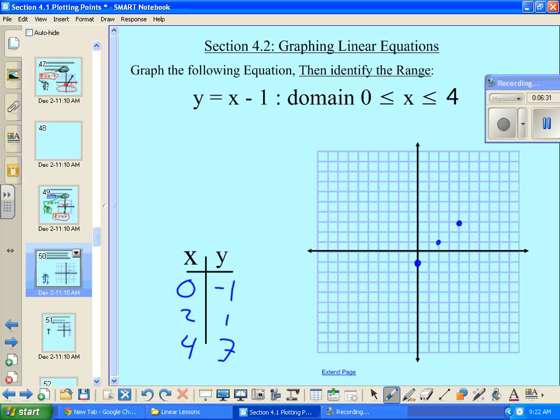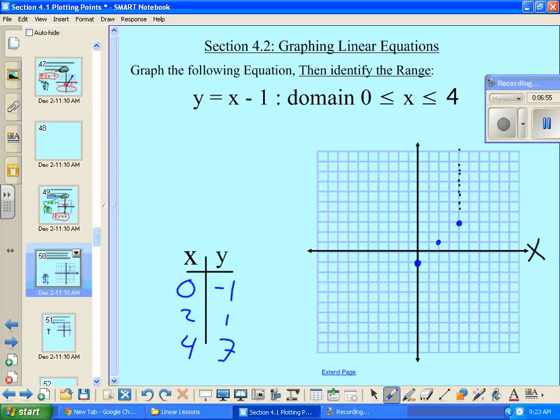So there are my points. As I was illustrating on the previous ones where we had a limited domain, here's what I'm going to think about for the graph of this one now. I'm saying that the x values can't be any less than 0, and they can't be any greater than 4. So again, here's where along the x-axis, 1, 2, 3, 4. Here's 4.